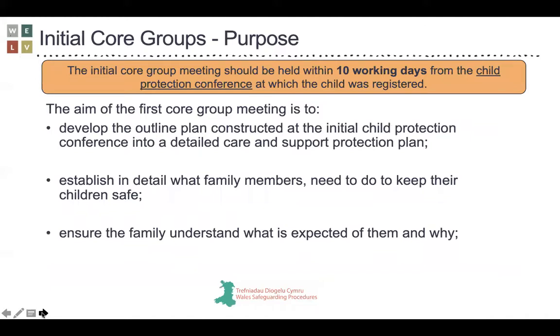The aim of the first core group meeting, which will be held 10 working days from the initial Child Protection Conference, is to develop the outline care and support protection plan that was developed at the initial conference into a more detailed care and support protection plan. And in doing this, it will establish in detail what family members need to do to keep their children safe, ensuring that the family understand what's expected of them and why.